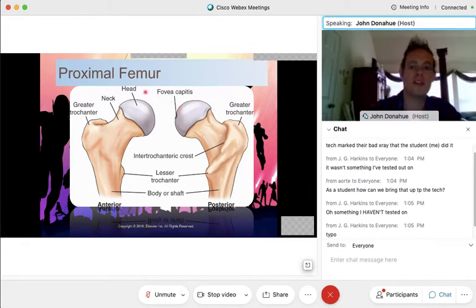Now let's just move a little more distally here. Much like all the bones we've been going over this semester, this portion of the femur, this thin portion, is going to be, of course, called the neck.